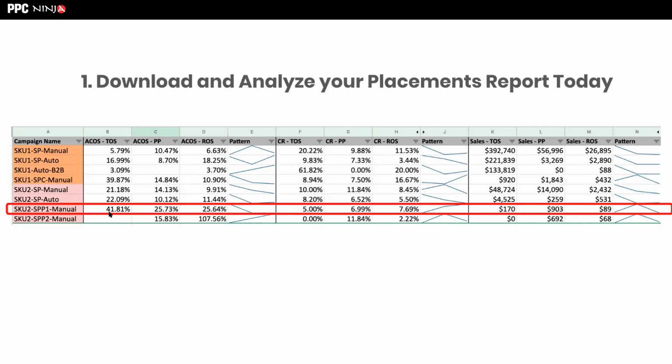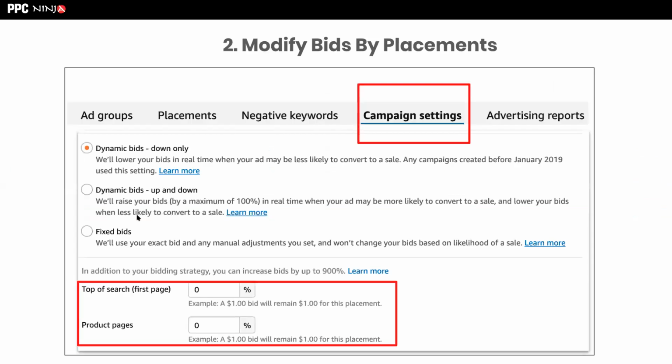I also look simultaneously at the ACOS for this product and say, oh my goodness, ACOS at top of search is 41 and it's better at the product pages placement. Now this looks like a better placement. Why don't I bid this up and not bid that up? And we can do that now because Amazon has come up with this new type of bidding modifier, which can be found under your campaign settings view in Seller Central.